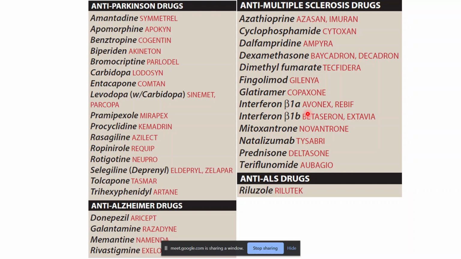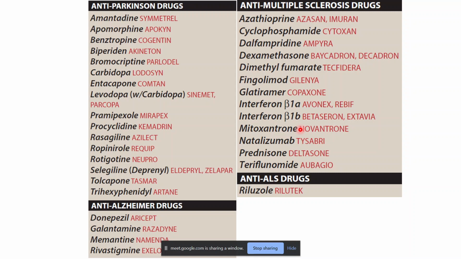The second is glatiramer. Glatiramer is a synthetic polypeptide that resembles myelin protein and may act as a decoy to T-cell attack. The next one is fingolimod. Fingolimod is an oral drug that alters lymphocyte migration, resulting in fewer lymphocytes in the central nervous system.